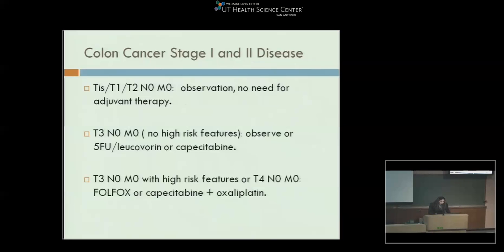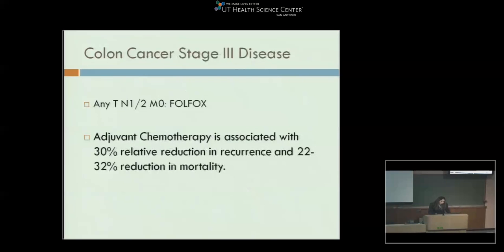In the case of stage 3 disease, which is when you have nodes, the standard of care is FOLFOX. Adjuvant chemotherapy is associated with a 30% relative reduction in recurrence and a 22 to 32% reduction in mortality, which is why it's so important to give.